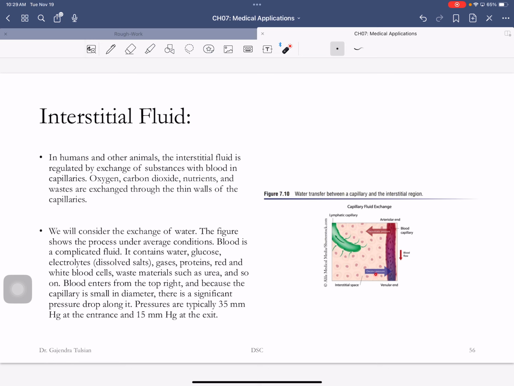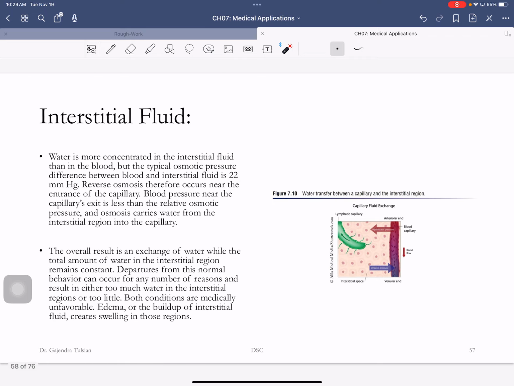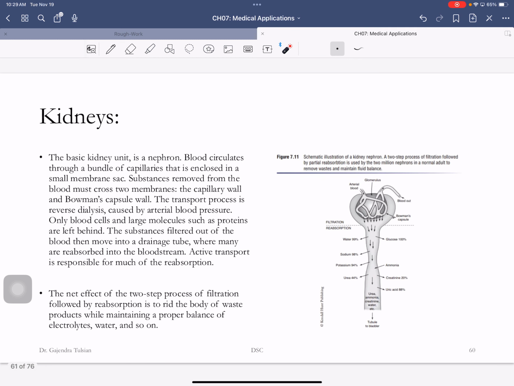So all that stuff is exchanged, but we'll just talk about exchange of water. This will illustrate some issues. What you'll see is when the body wants to exchange some stuff, it has to... let me show this kidney example.